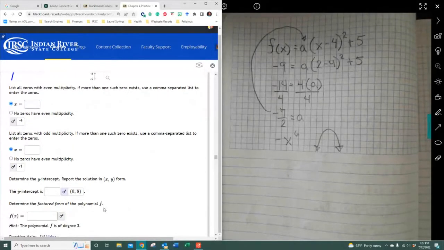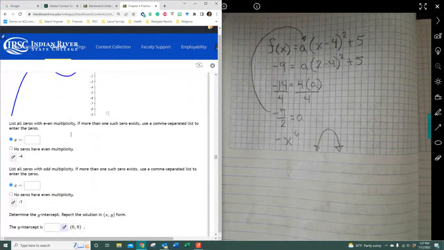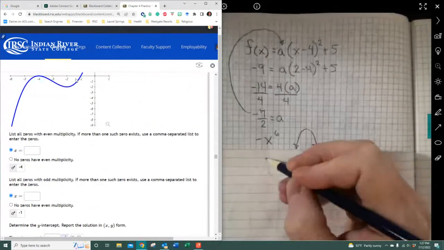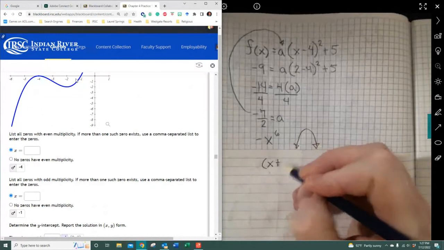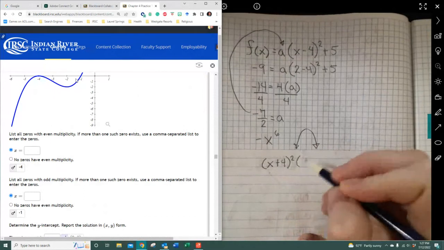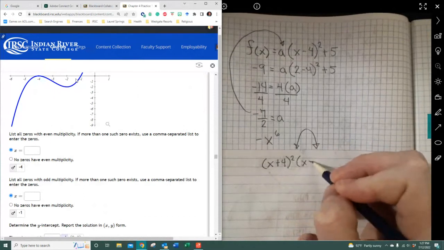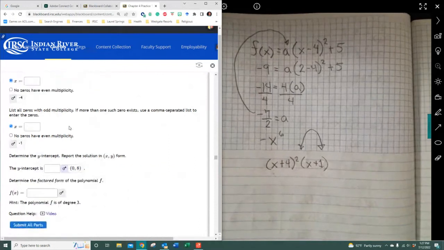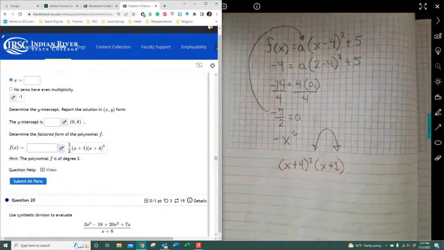Determine the factor form of the polynomial function. So we have the -4 and the 1, and since we want the factor form, we would go ahead and put this, right? So we have that written like that.